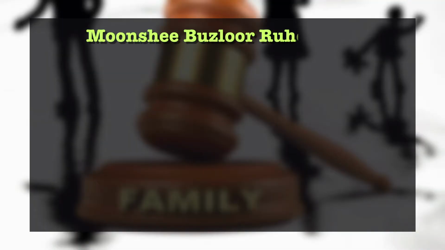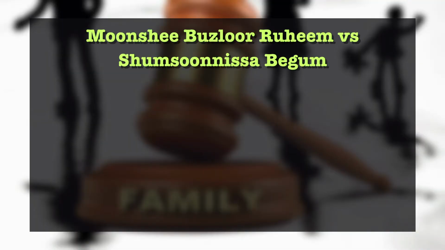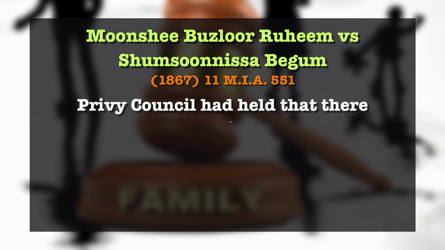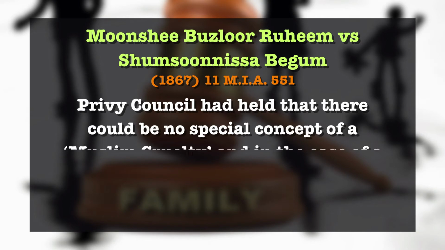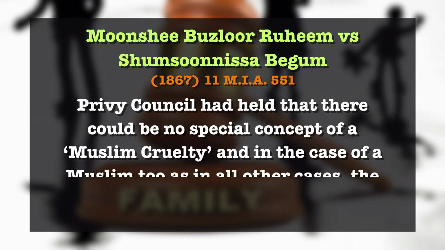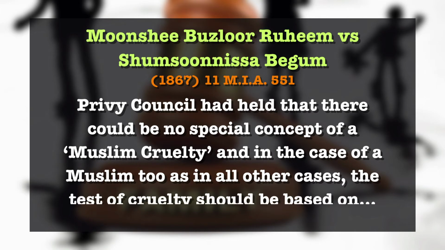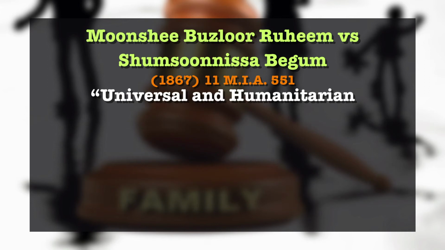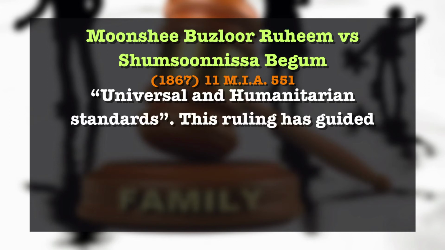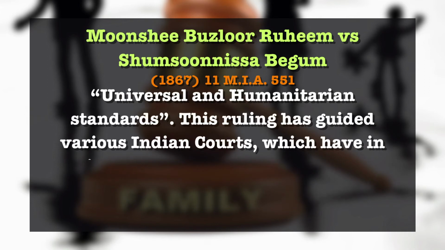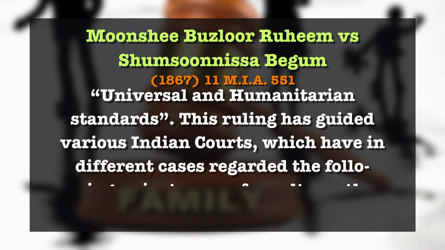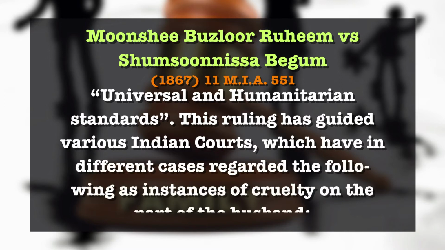As regards the test of cruelty, in the case of Munshi Bazlor Rahim versus Shamsunisa Begum, the Privy Council had held that there could be no special concept of Muslim cruelty, and in the case of a Muslim too, as in all other cases, the test of cruelty should be based on universal and humanitarian standards. This ruling has guided various Indian courts, which have in different cases regarded the following as instances of cruelty on the part of the husband.